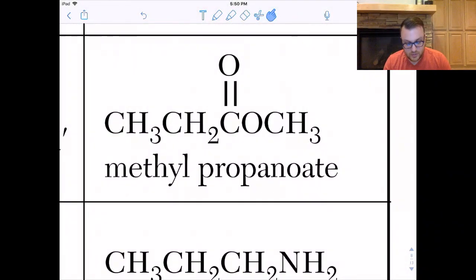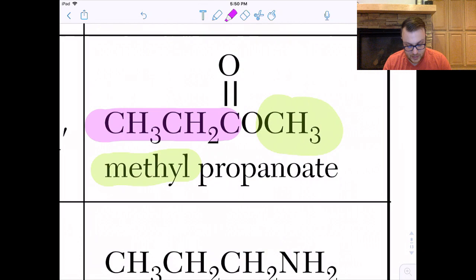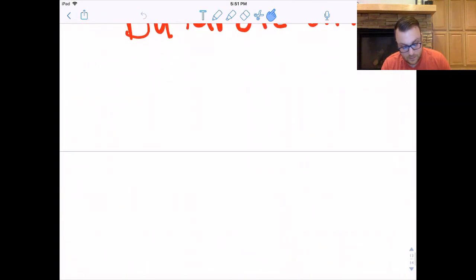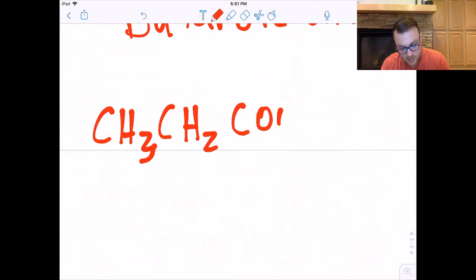What you have to do is look at the group that comes after the O, and you name that group first. Then look at the 3 carbons that come before the O, you name that group second, and instead of the ending being propane, it's propanoate. So, what does this look like condensed? The easiest way I've remembered it is that to know you have an ester, it's going to say the word cook in it.